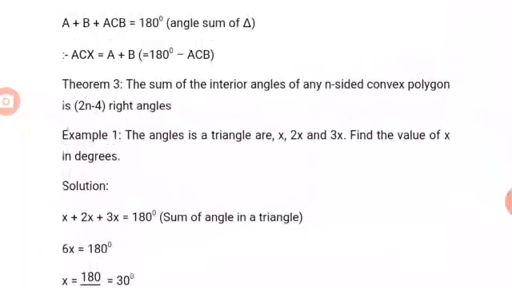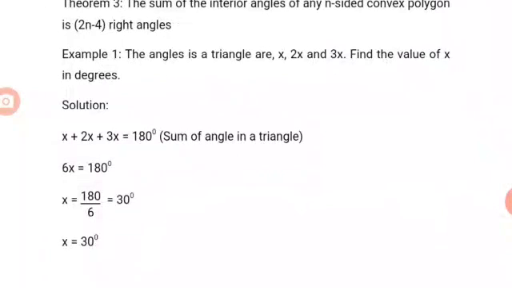Example 1. The angles in a triangle are x, 2x, and 3x. These are the angles in a triangle. Find the value of x in degrees.